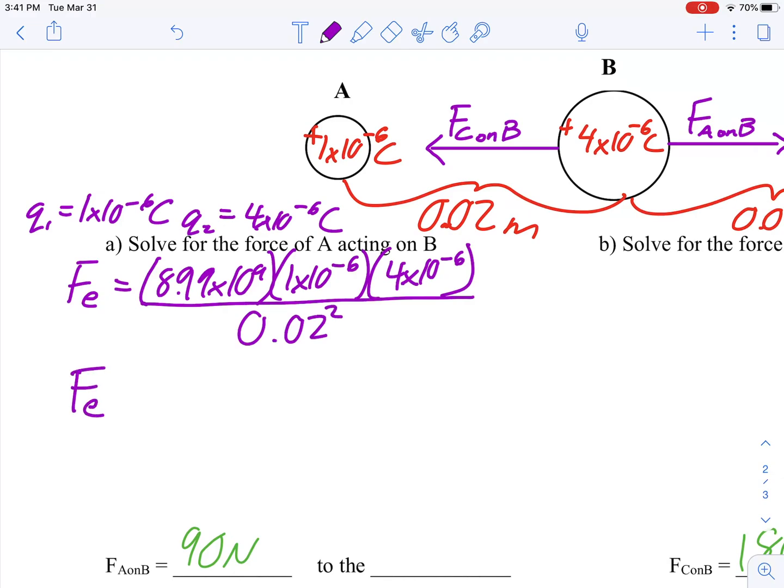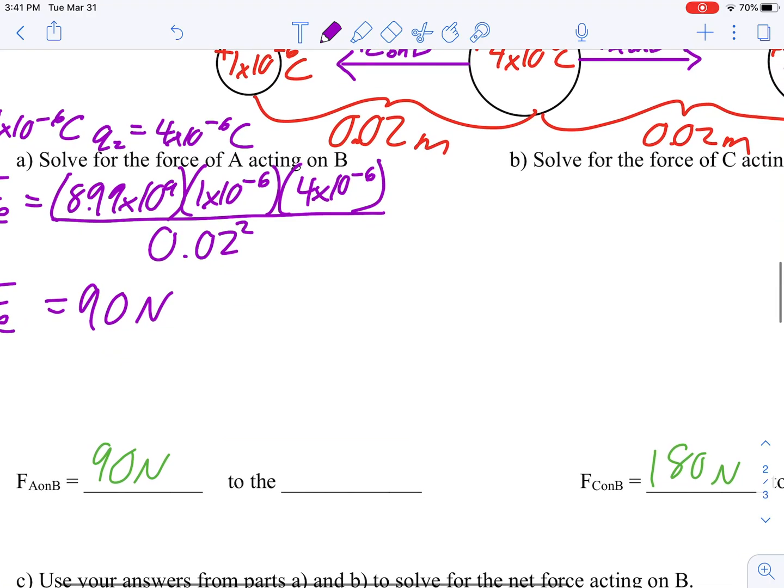If you throw that all in your calculator, hopefully you get 90, and let's just double check. Yeah, you get exactly 90. Just as a reminder, I use 9 times 10 to the ninth. I never actually use 8.99 in my calculator. So it's 90 newtons, and it looks like that force is pointing to the right.